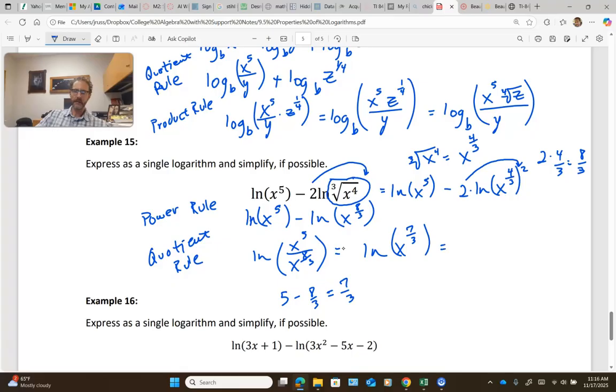And then finally, if I want to, I can express that as a radical. That'll be the natural logarithm of the cube root of x to the 7th. So kind of a lot going on in this one, but it illustrates several things that you need to know.